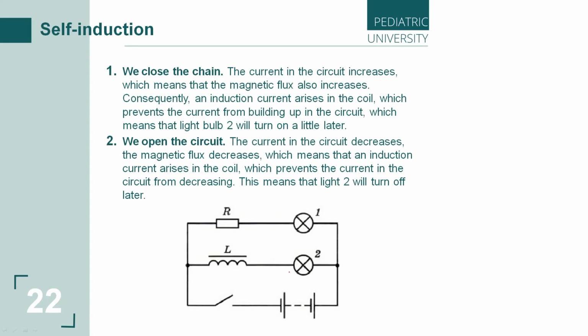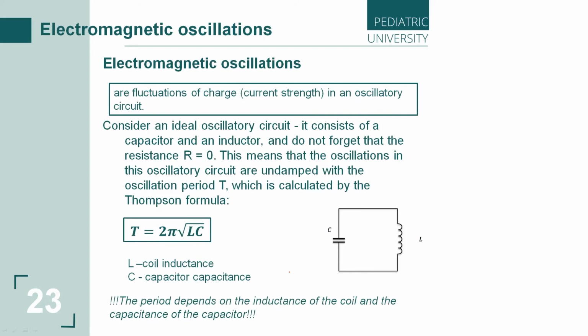So, now you and I can smoothly build on the new knowledge gained and begin to discuss electromagnetic oscillations. Earlier, we discussed mechanical vibrations in the acoustics section. Mechanical oscillations are fundamentally different from electromagnetic ones. Electromagnetic vibrations are fluctuations of charge and current in an oscillatory circuit. That was a definition, don't forget.